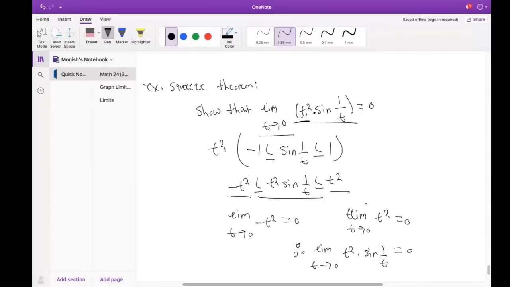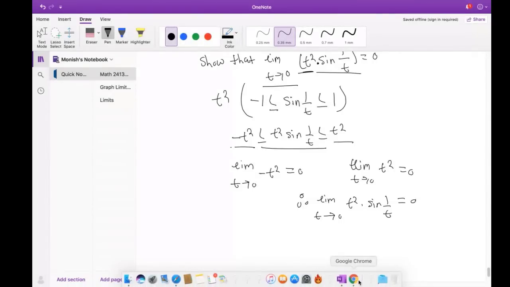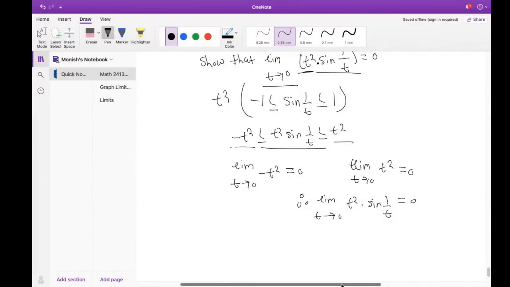Okay, so the difference between this and IVT is that IVT is just proving that if I have a continuous function and I have 2 points, there's a point in between those 2 points that exists. So that's basically what IVT is saying. This is saying that since I know the limit of like, I'm trying to explain this.